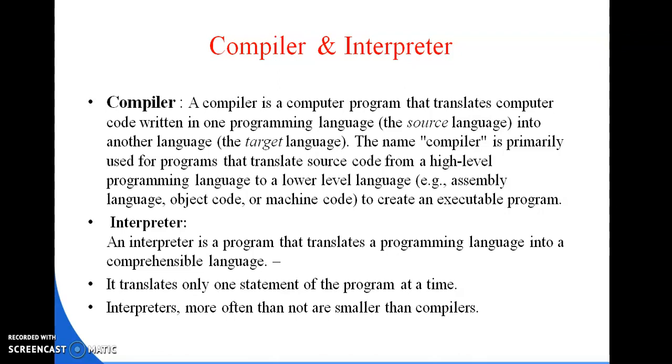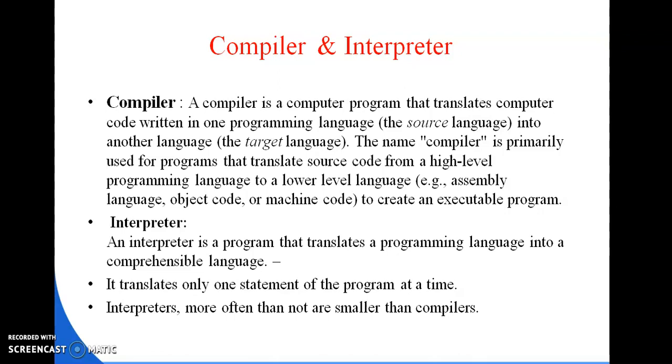The compiler converts the source code into object code. The interpreter does not convert source code into object code; instead, it scans it line by line. Examples of compilers: C, C++, C#. These are the compilers. But Python, Java, Ruby, these are interpreted languages.